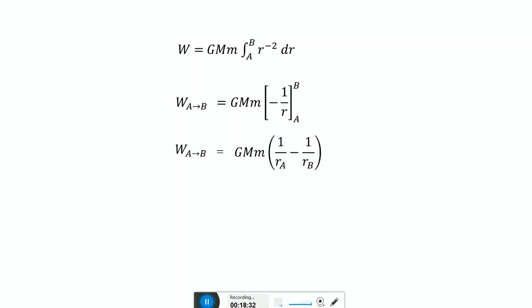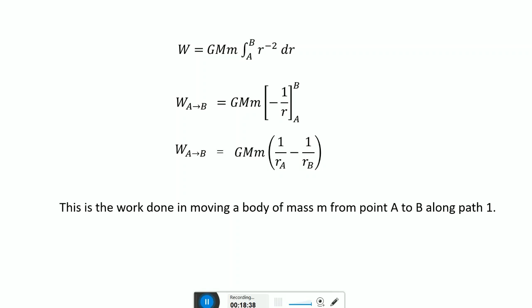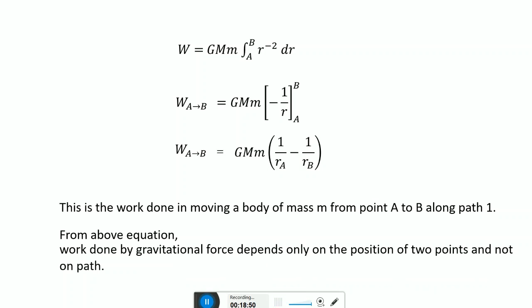So let us first write positive term. So we get 1 upon RA minus 1 upon RB. This is the work done in moving a body of mass small m from point A to point B along path 1. From above equation, work done by gravitational force depends only on the position of 2 points and not on path.